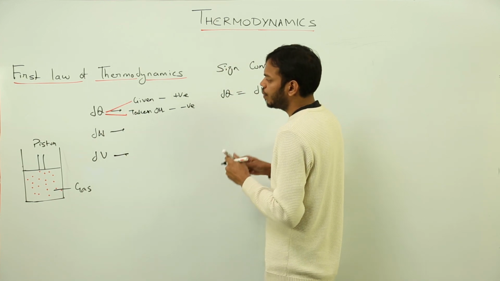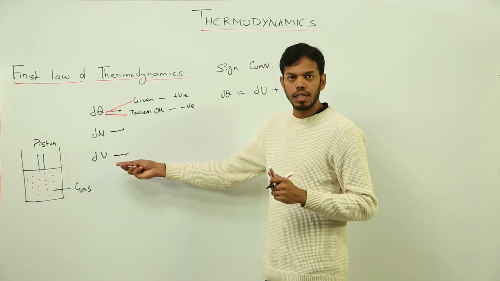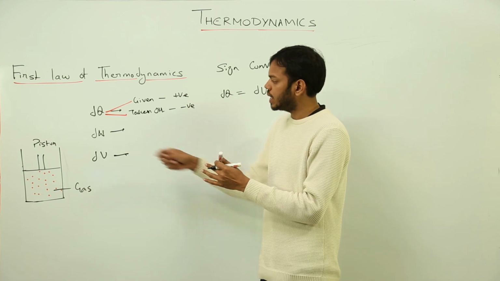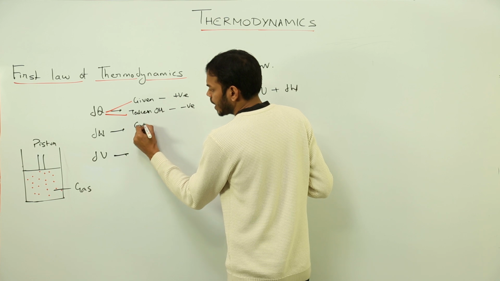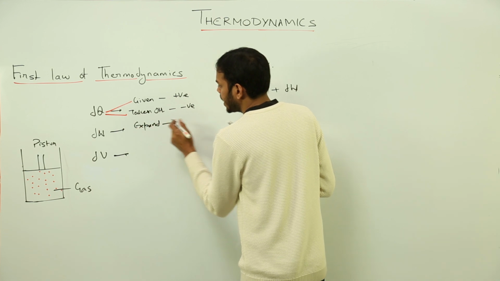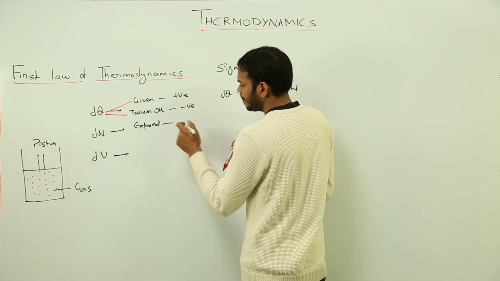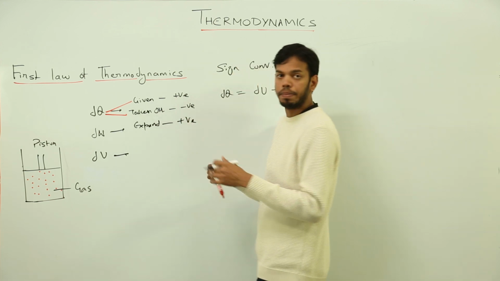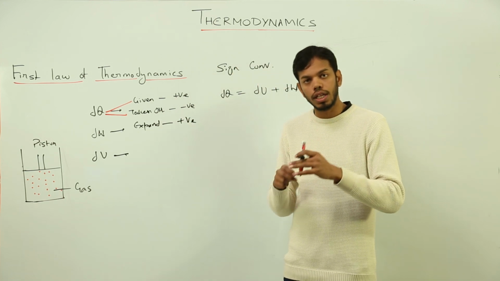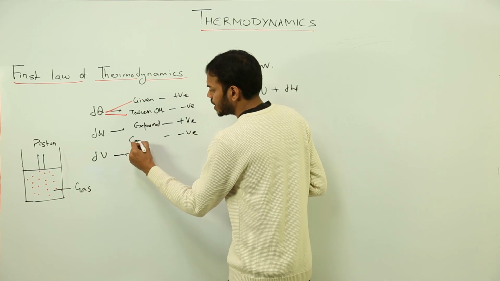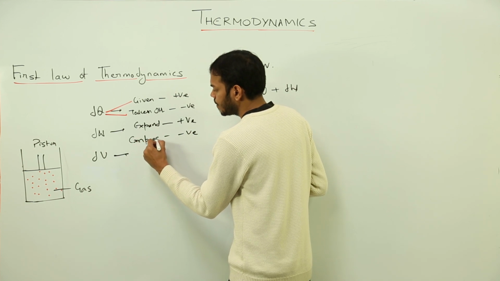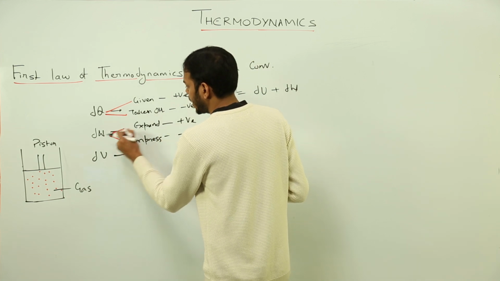Secondly, in case of work done, when gas expands, the gas performs work on the piston. That means this time the dw would be positive. So when the gas expands, it is taken as positive, and when gas is compressed, that means the work is done on the gas, so it will be taken as negative. So during compression, it is taken as negative, right?